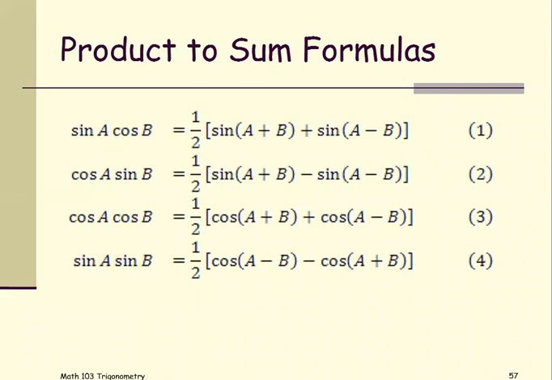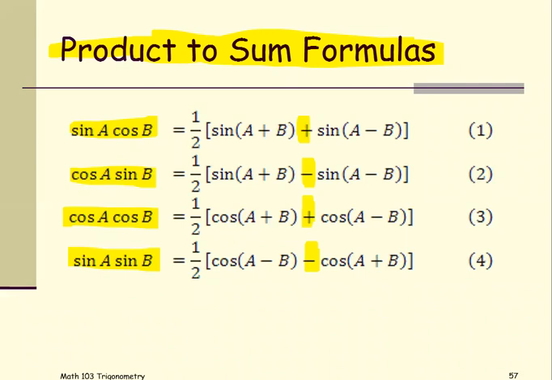Product to sum formulas. These four formulas have one side in the product form, and the other side in the sum or the difference. So that's why they are called product to sum formulas. The first one is the product of sine A and cosine B is 1/2 multiplied by sine of A plus B plus sine of A minus B.